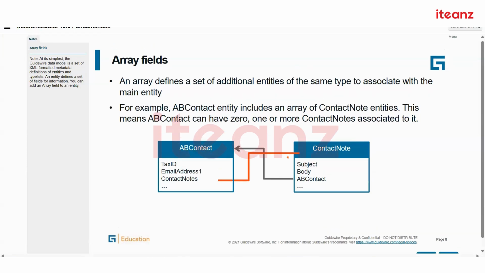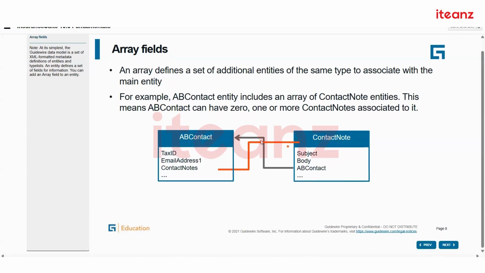Okay, this is something we have discussed earlier: AB contact is having an array of contact nodes. That is the reason it's plural here, contact nodes. And then in the contact node entity, you need to have one foreign key towards AB contact.